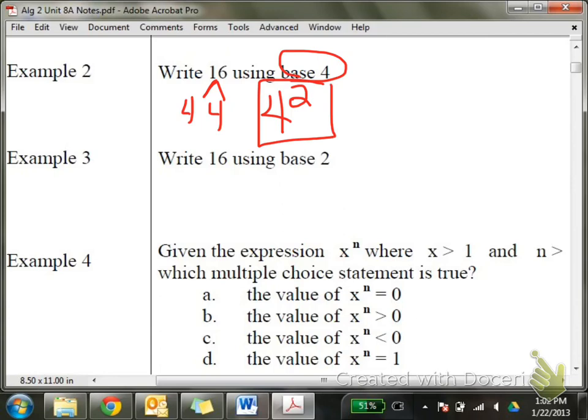What I want you to do really quickly is label the parts for yourself just so you have it for future reference. In this case, 4 is your base, and 2 is your exponent. So that's it? Yeah, that's all you have to do.